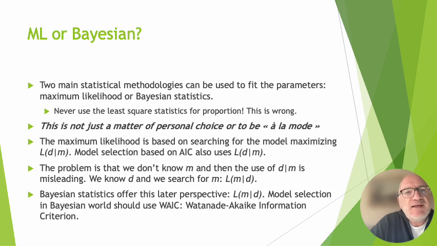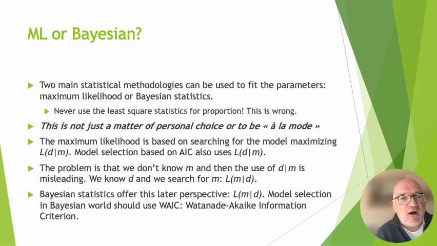The choice between maximum likelihood or Bayesian is not a matter of personal choice or to be in fashion with Bayesian statistics, which is more complicated. The maximum likelihood is based on searching for the model M maximizing the likelihood of data according to the model. Model selection is based on the Akaike information criterion, using also the likelihood of data according to the model. The problem is that we don't know the model, and then the use of data knowing the model is misleading. We know the data and we search for the model, not the reverse. So we are interested in the likelihood of the model knowing the data.